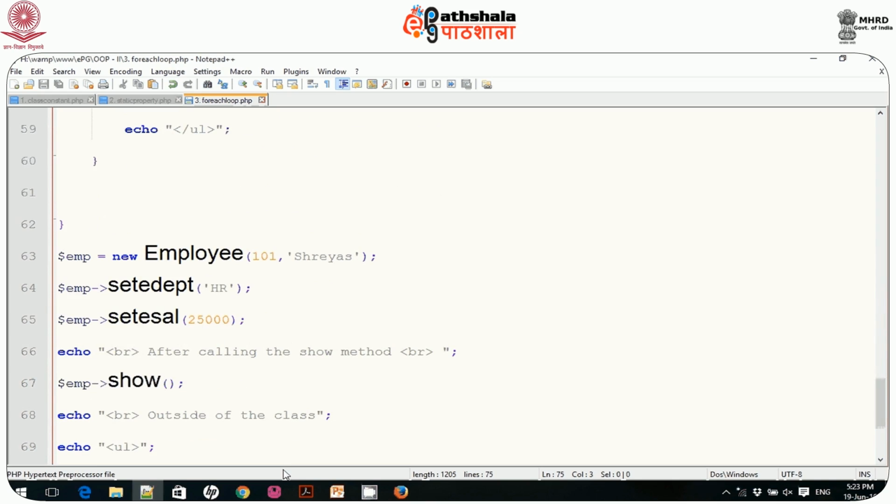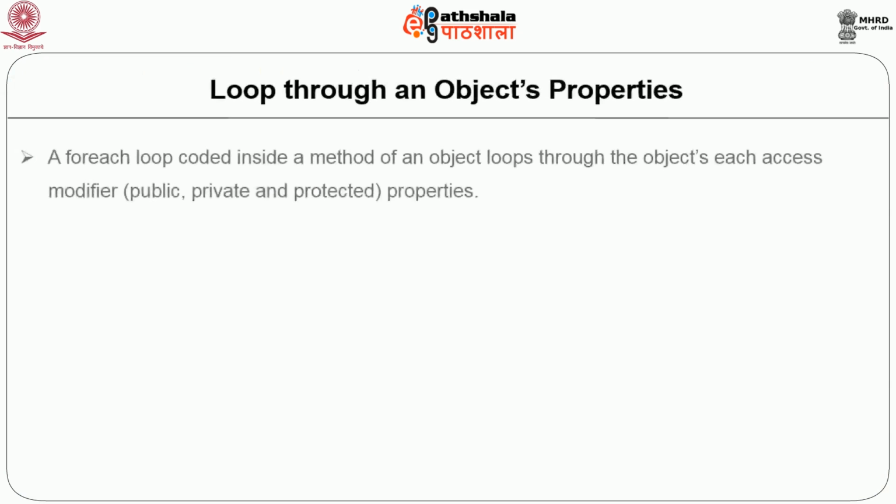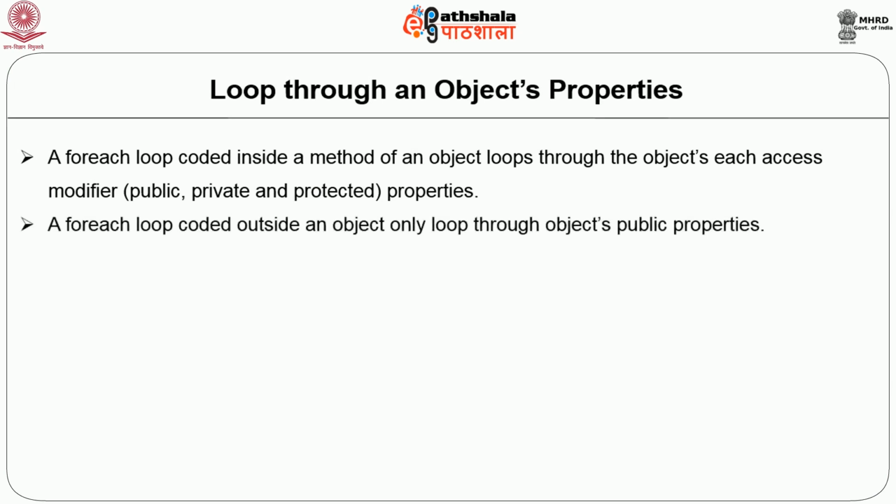So as I have written, if a foreach loop is coded inside a method of an object, it loops through the object's properties with each access modifier, whether it is public, private or protected, and if you code it outside the object, then it will display public only.